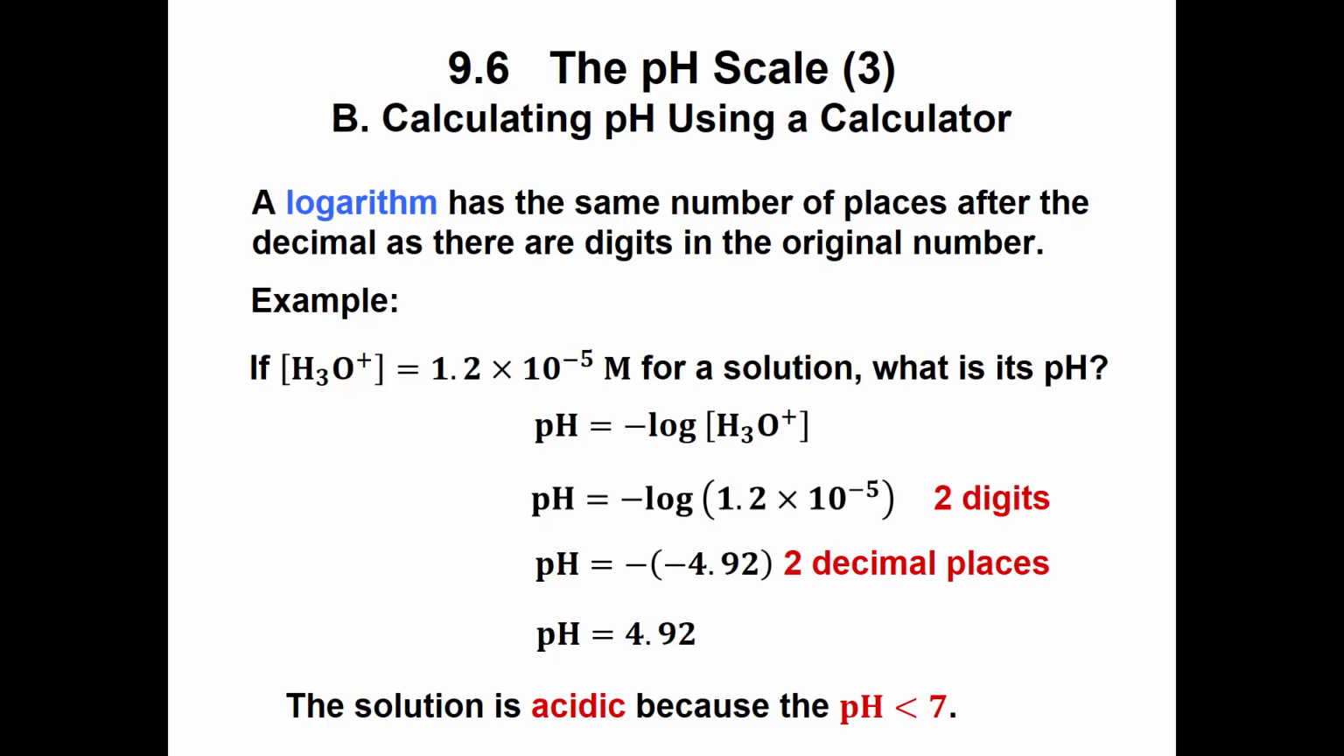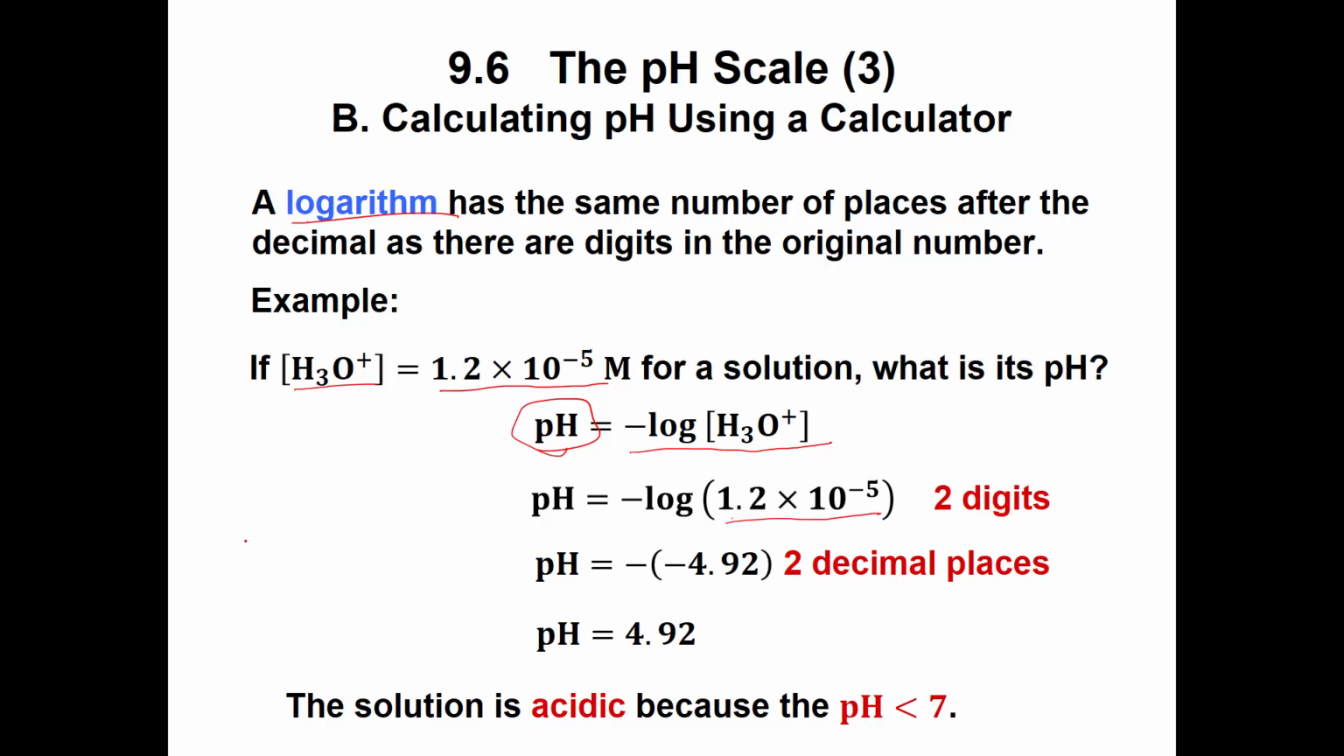So the pH scale is a log scale, or a logarithmic scale. In a logarithmic scale, you have the same number of places after a decimal as there are digits in the original number. For example, if you have a hydronium concentration of 1.2 times 10 to the minus 5 molar, how can you find the pH? Well, we know that the formula says pH is the negative log of the hydronium ion concentration. So the pH is the negative log of 1.2 times 10 to the minus 5.